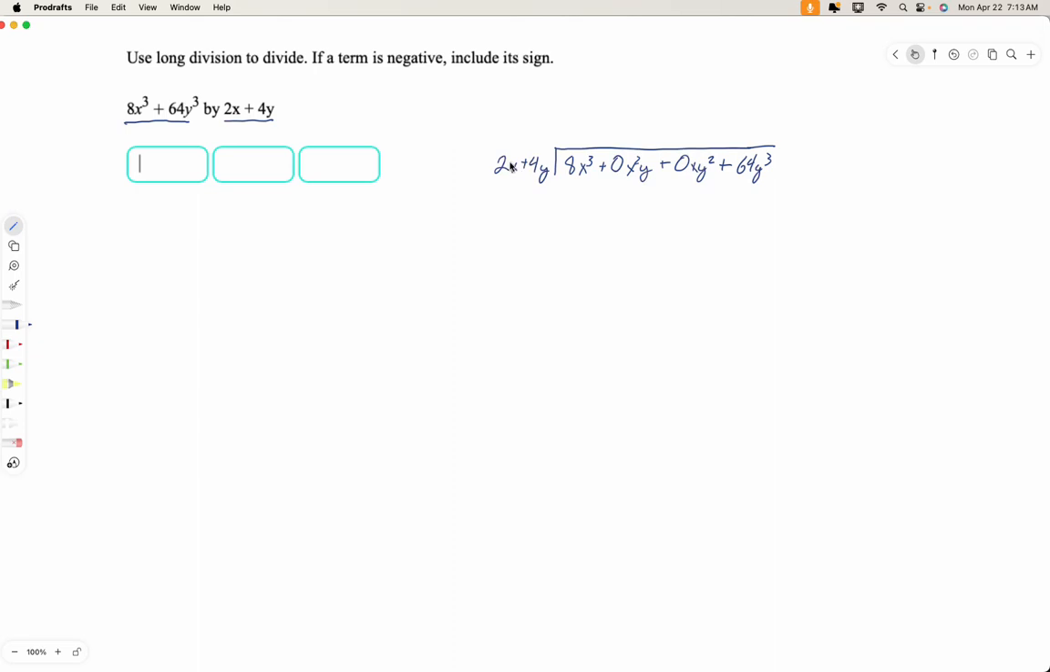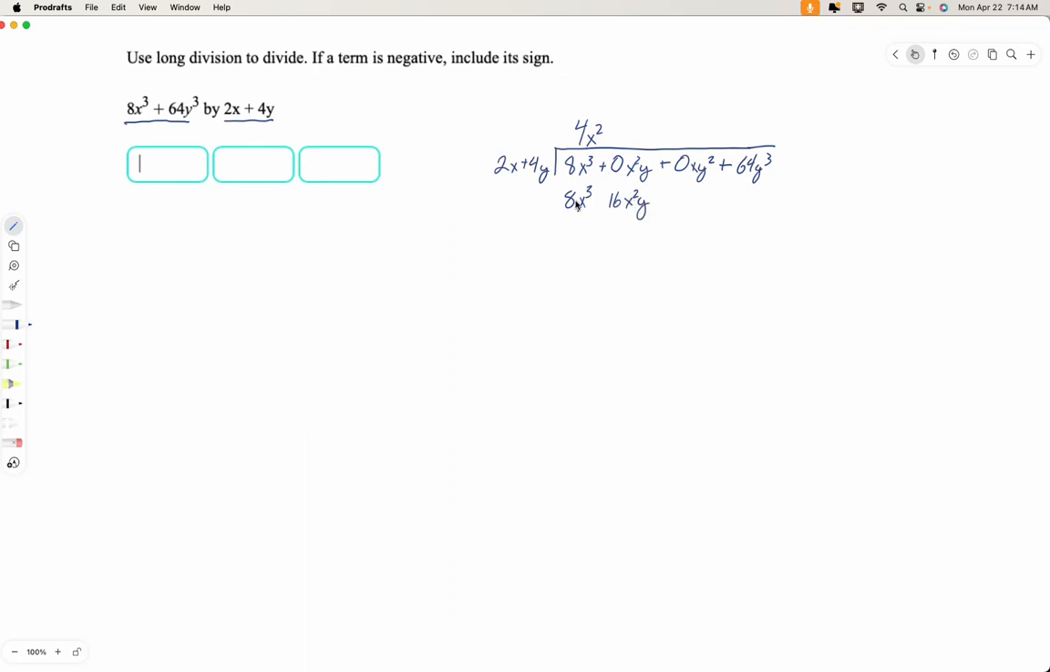Now we divide by the x term and we multiply the y term. So 2x goes into 8x cubed. If we multiply a number by 2x to get 8x cubed, that number would be 4x squared. So 4x squared times 2x gives us 8x cubed. Agreed? But now we need to multiply this by the 4y. So 4 times 4 would be 16, and x squared times y would be x squared y.